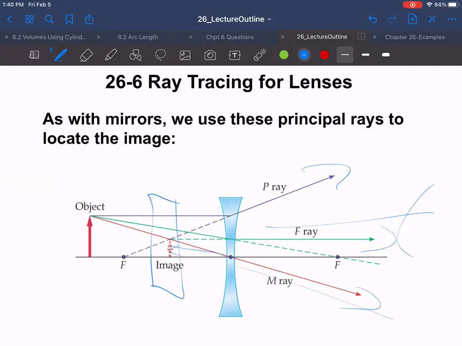If you look through that lens at something on the other side, it will appear reduced, right? So your eye has to be on this side. This is where you have to look from. Your eye has to be on this side. If your eye is on this side, you're just going to see the actual object and not the image of it. Okay?